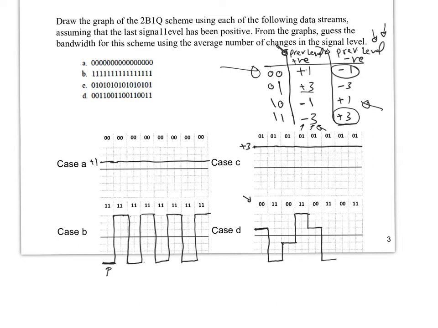Okay. And now we are negative, so we'll look at the second column. 0, 0 in the second column is minus 1, so we'll be like this. Okay. And then we're still negative, so we'll still look at the second column. 1, 1 becomes a positive 3. Okay. All right. So that's how it looks like.